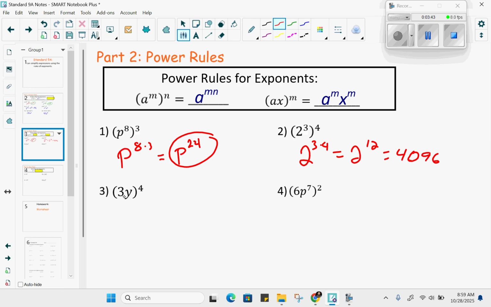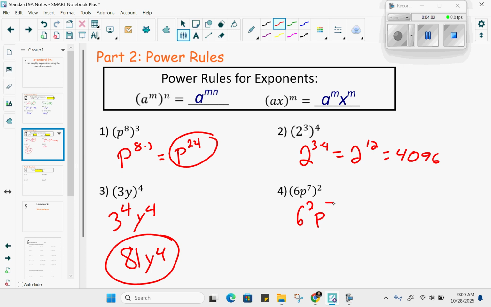Now we have 3 times y, all raised to the 4th power. We're going to distribute that 4th power: 3 to the 4th times y to the 4th. 3 to the 4th is going to be 81 times y to the 4th. That's our answer. Next, 6 times p to the 7th, squared. 6 squared, p, 7 times 2. So that's going to give us 6 squared p to the 14th.